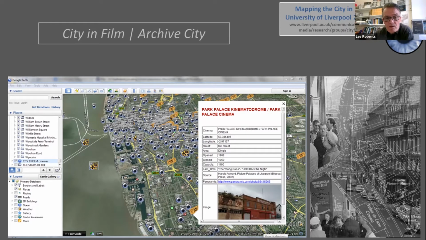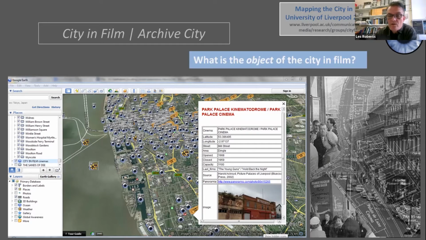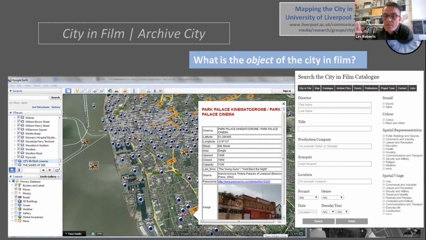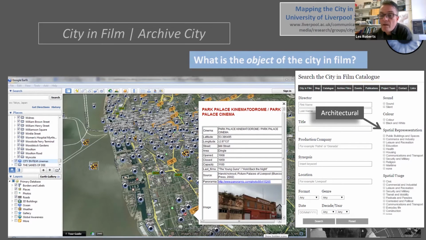The object was to build a database to read these films spatially, to pull out information about the location, and also the different ways of how you might spatially interpret what's going on in a particular bit of footage. So we have architectural readings relating to the landscape depicted in the films. It might be associated with housing, commerce, or maritime areas and themes, things like that. But we also looked at what was happening in the footage.